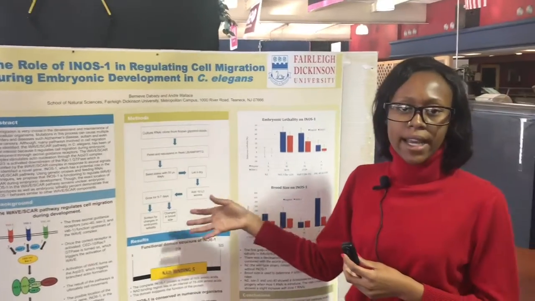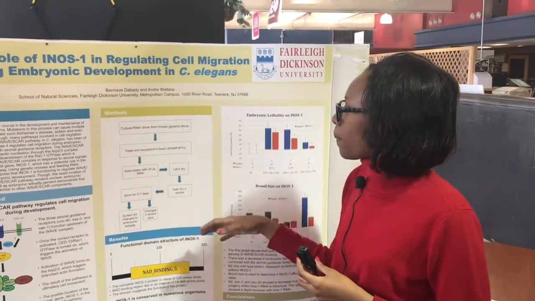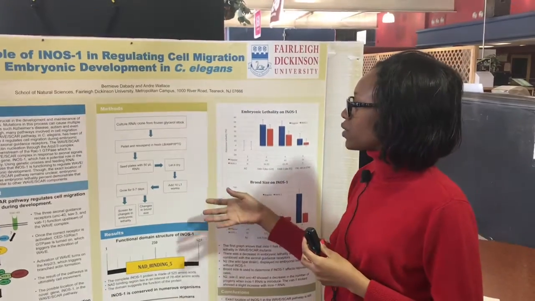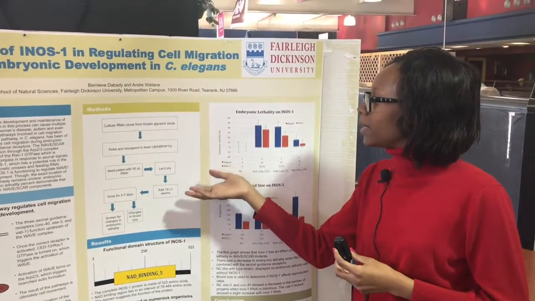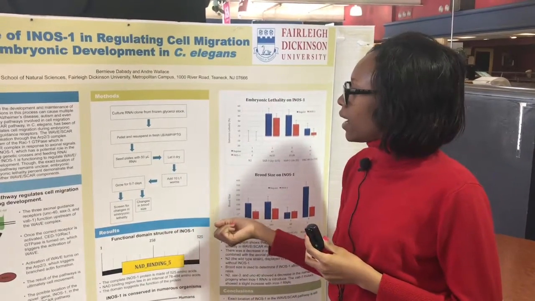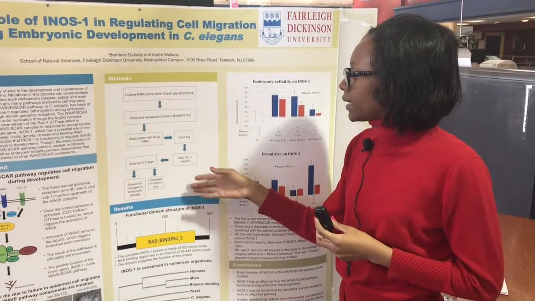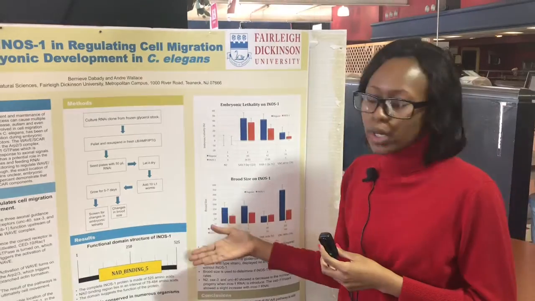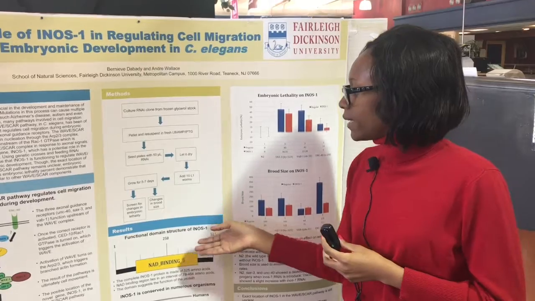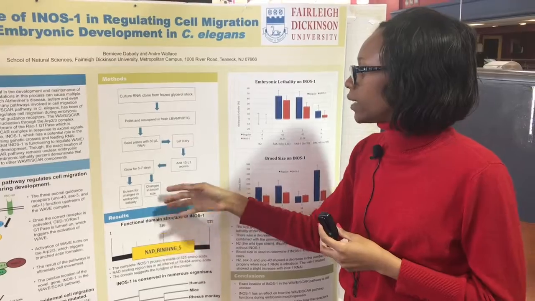So we did an RNAi screen to get the INOS-1. Basically, from a frozen glycerol stock, we suspended the bacteria using IPTG media, and from that we seeded the plates with about 50 microliters of RNAi. We let it dry for a few seconds. Then we added about 10 worms that were grown for about 5 to 7 days. Then we screened either for embryonic lethality or for the change in brood size.